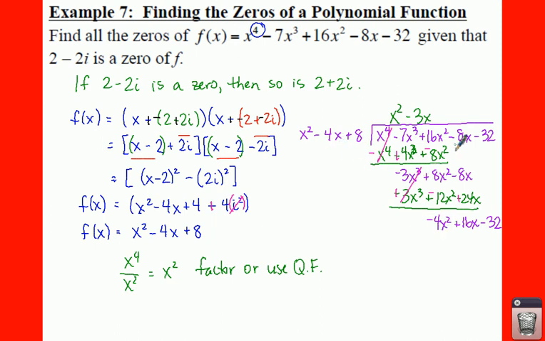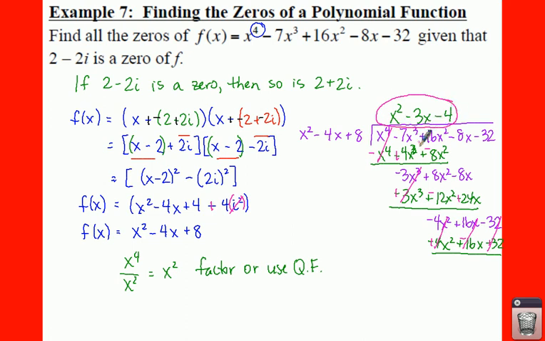Negative 4x squared divided by x squared is negative 4. So you get negative 4x squared plus 16x minus 32. Weird. What's going to happen here? Hopefully we get a remainder of 0. Nice. We get this polynomial right here.